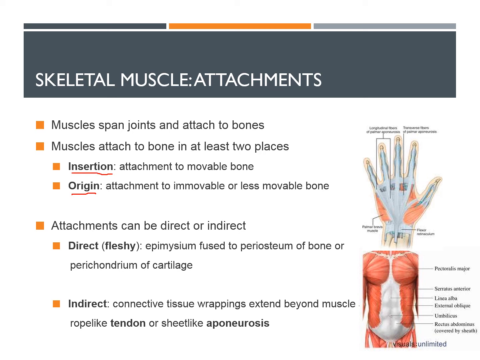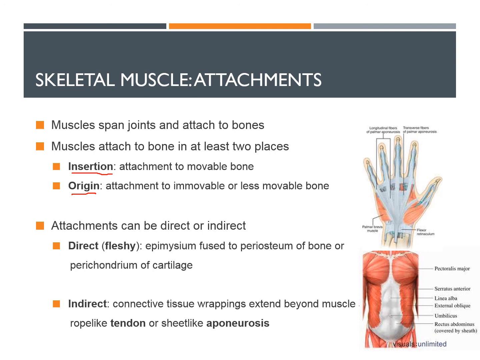These attachments can be direct, meaning that the epimysium of the muscle is fused to the periosteum of a bone or the perichondrium of a cartilage. Alternatively, the attachment may be indirect, where connective tissue wrappings extend beyond the muscle, forming a rope-like tendon or sheet-like tendon called an aponeurosis.